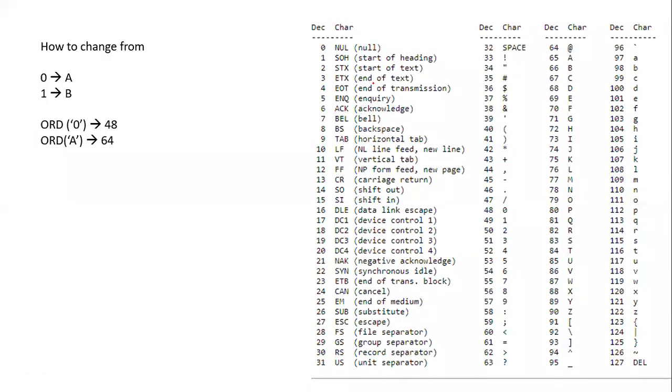Let's look at an example where we need to change from the number 0 to the letter A, or the number 1 to the letter B, and then the number 2 to the letter C, etc. In this case, seeing that we are changing from numbers into letters, let's get the ASCII value. Using ord of 0, the ASCII value is 48.